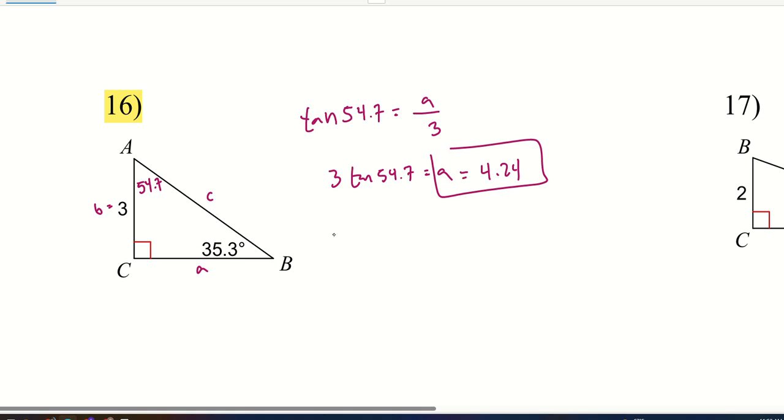And then I need little c. I'm just going to do sine of b. Sine of 35.3 equals my opposite over my hypotenuse. So little c is going to equal 3 over sine of 35.3. 3 divided by sine of 35.3, I get 5.19. C is equal to 5.19.